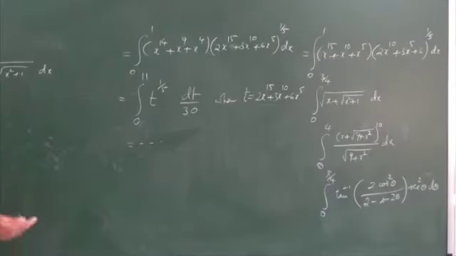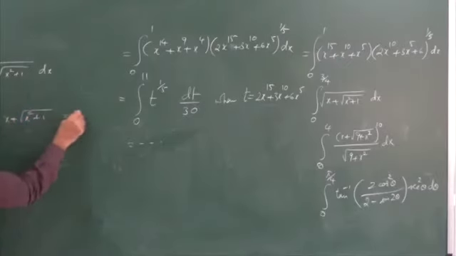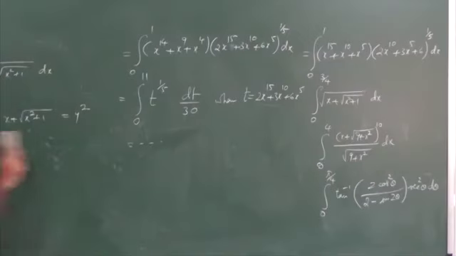Simply go for the substitution x plus root x square plus 1 equal to y. How to find dx? That question may arise. Before finding dx, I will obtain a simple expression for x. How do I obtain it? Just consider 1 by y, with this y value. It will be 1 by x plus root x square plus 1.